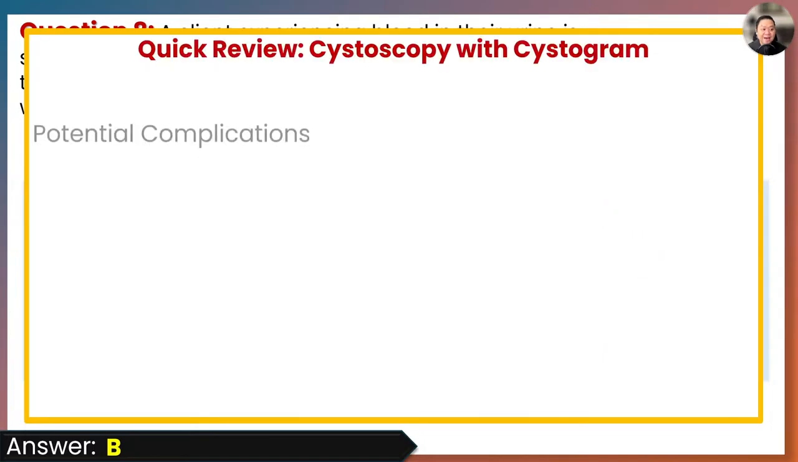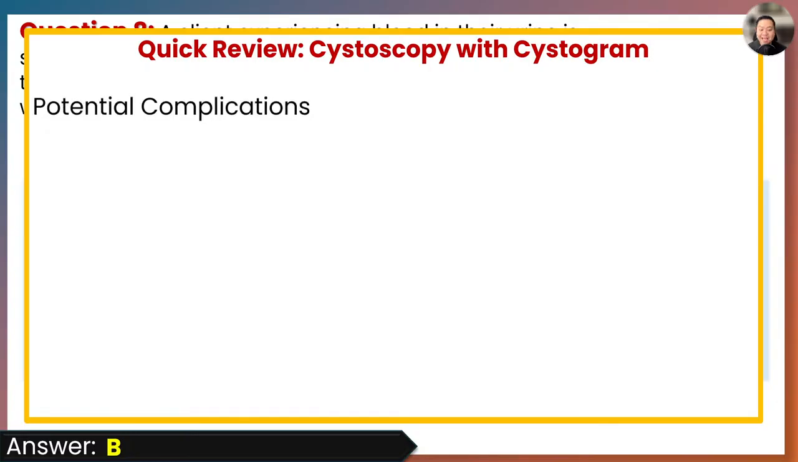Now, we also have other complications that can happen with this procedure, and one of those is the bladder or ureteral perforation. Because this is an invasive procedure, it can possibly cause accidental tearing of the bladder or the ureters during the procedure. Possibly the patient will develop sepsis, especially if there is ascending spread of the infection in the bloodstream leading to this life-threatening condition.